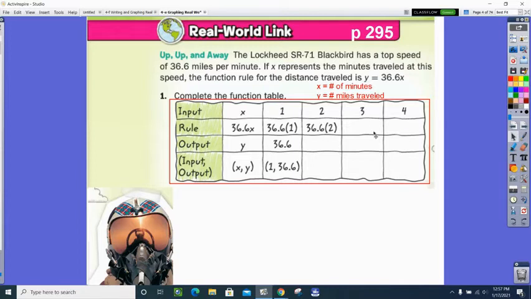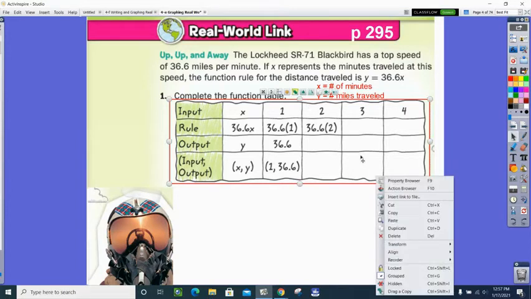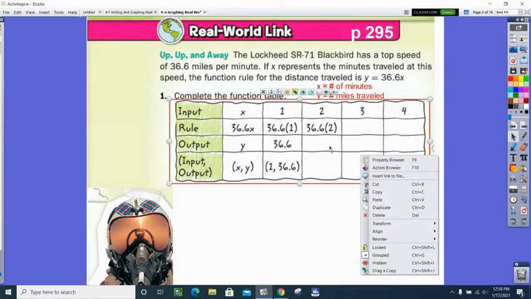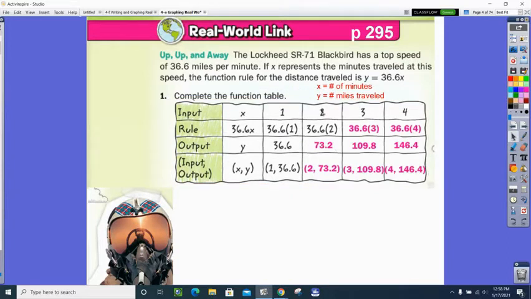Okay, so let's see how you did. So here, 36.6 times 2, right? Let me just actually get rid of this guy. He's not going anywhere. There we go. 36.6 times 2 would be 73.2. So for 2 minutes, the jet covered 73.2 miles. 36.6 times 3 would be 109.8. So for 3 minutes, the jet covered 109.8 miles. And for 4, it would be 146.4.